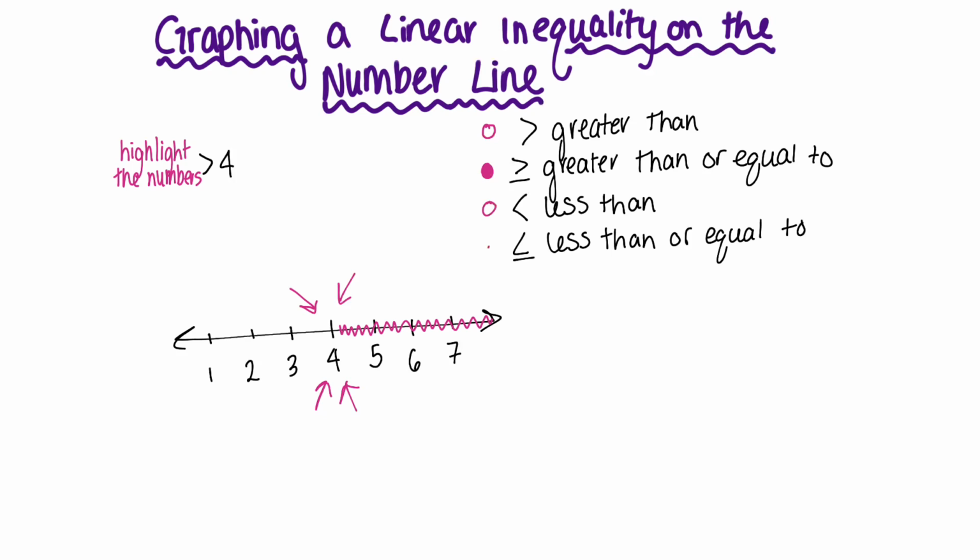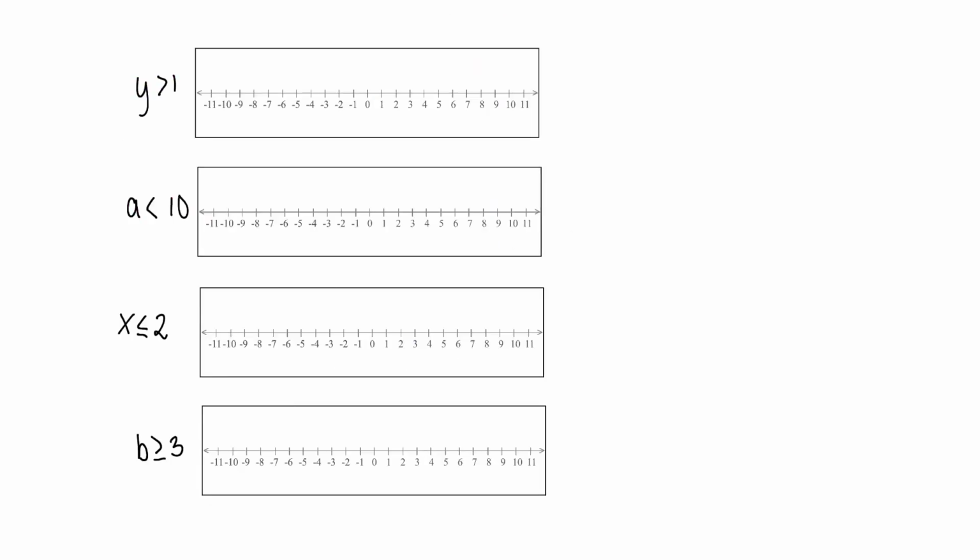And it'll be the same thing on the less than or equal to. So all we have to do here, we're not including 4, so we're going to have an open circle here. And there it is, that's x greater than 4 graphed on the number line. Let's go ahead and do a few more examples.